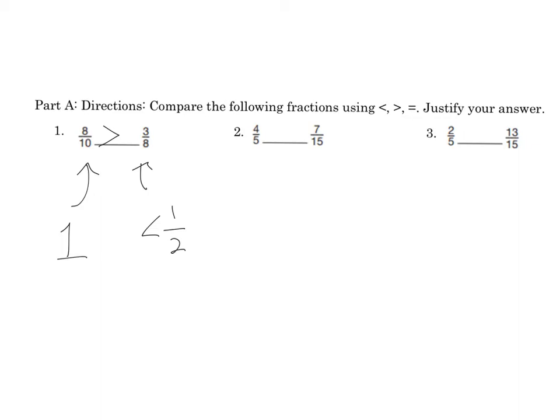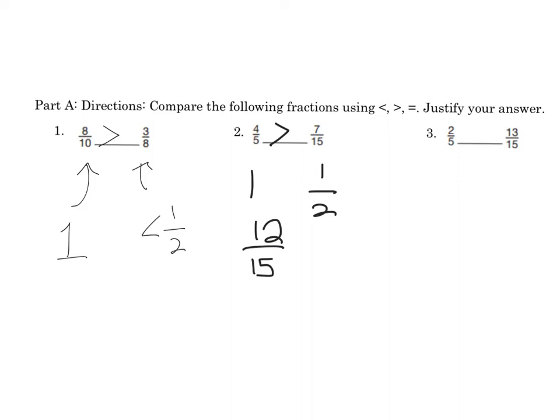Okay, for the next one, we have 4/5 versus 7/15. Well, 4/5 is pretty close to 1. It's only 1/5 away. And 7/15 is close to half. So I know that 4/5 is greater than 7/15. If you want to make common denominators to check your answers, feel free. So I could change 4/5 to fifteenths, which would be 5 times 3. So 4 times 3 would give me 12/15. So you can see that 12/15 is greater than 7/15.